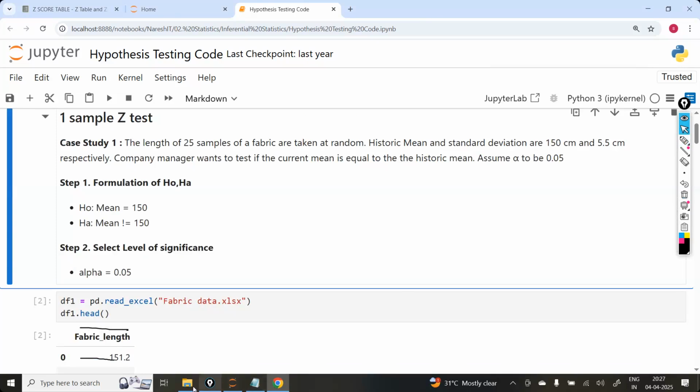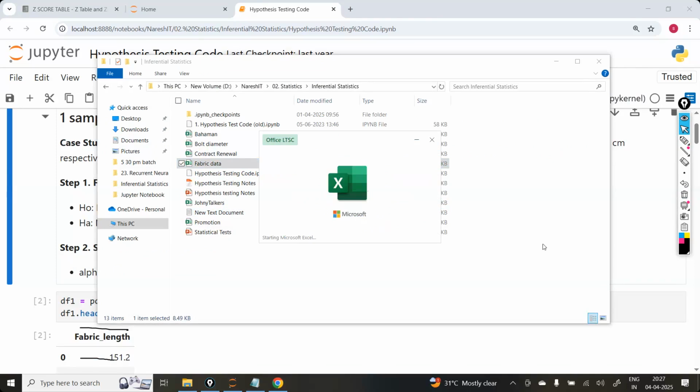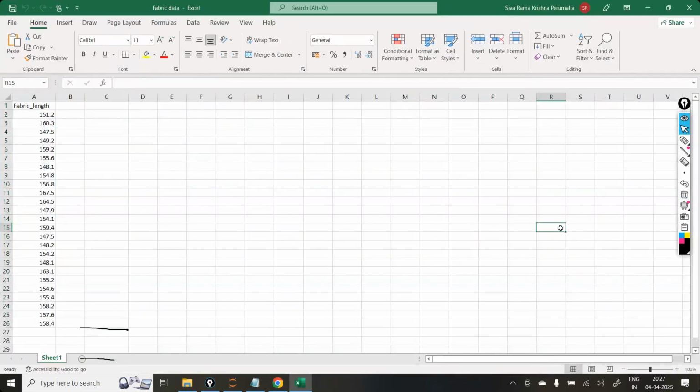Now, this is the data. Can you tell me what are the samples you have collected? In this, is exactly 150 centimeters there? 150 is there? Means the machine is correctly cutting? Exactly it is cutting at 150? No. Means the machine is having a problem. Machine or human, whoever is cutting, there is a problem. Now the manager is going to check that one.